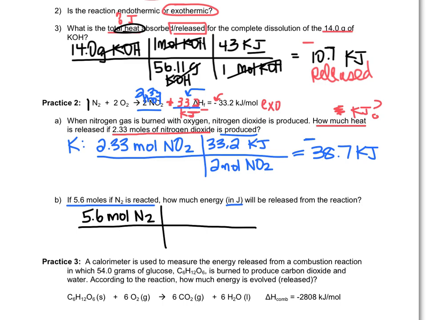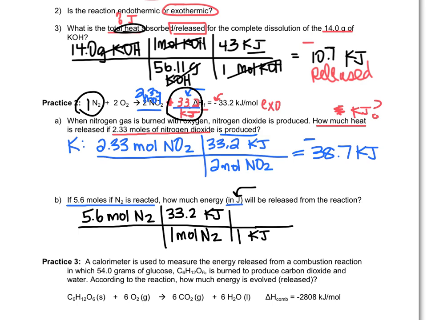I'm going to go back up to my equation. For every 1 N2, right here, I am producing 33.2 kilojoules. So down, I will have 1 mole of N2. And up, I'm going to have 33.2 kilojoules. Now the question asked for joules. So we would just do one more thing. What do we know about energy? We know a kilo is always 1,000 of those base units. 1 kilojoule is 1,000 joules.